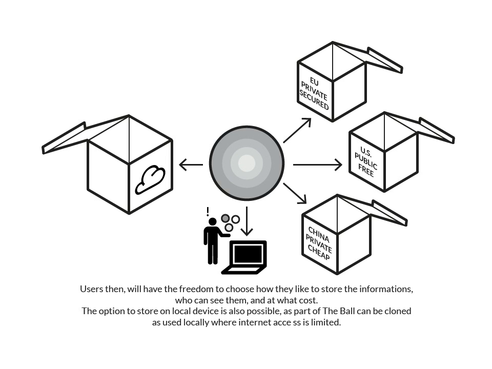So in the end, users will have the freedom to choose how they like to store their information, who can see it, and at what cost. The option to store on the local device is even possible, as the ball does not require any specific cloud or any specific platform to be running on. But of course there are limitations on other people accessing the information if it's only stored on local devices. We have a white paper on this explaining how the information control brings the value down to the user owning the information.